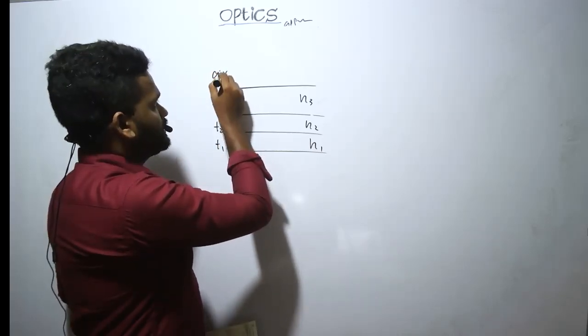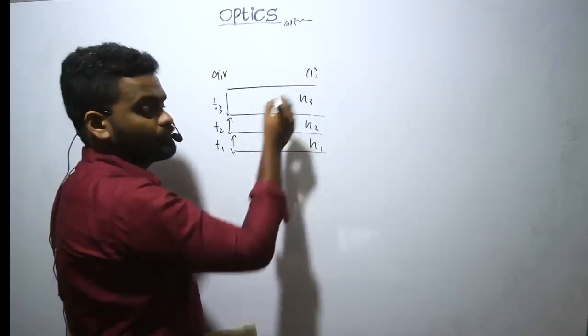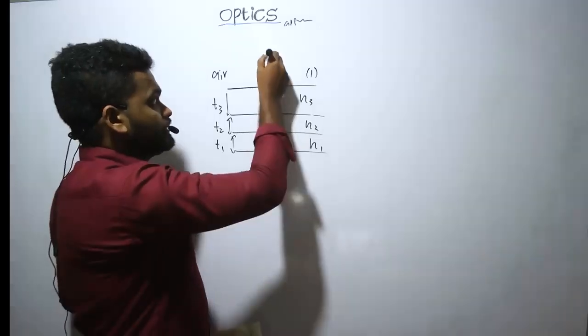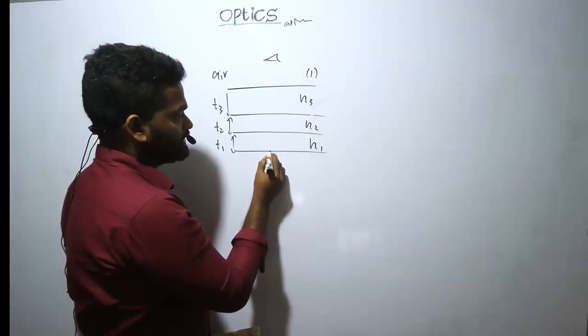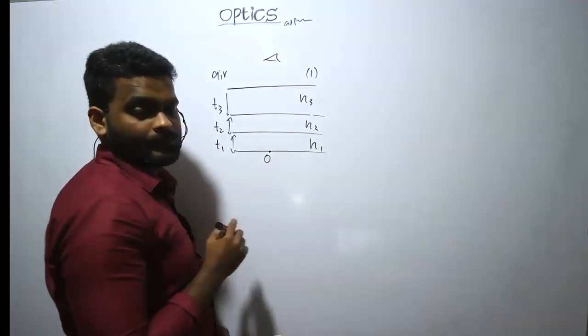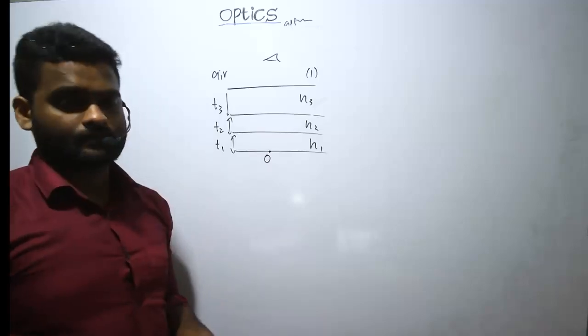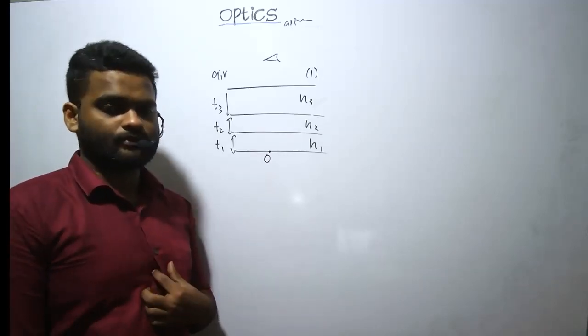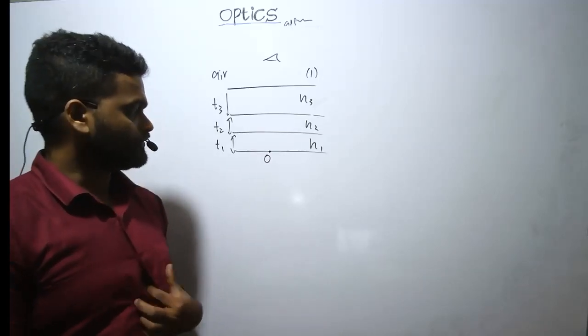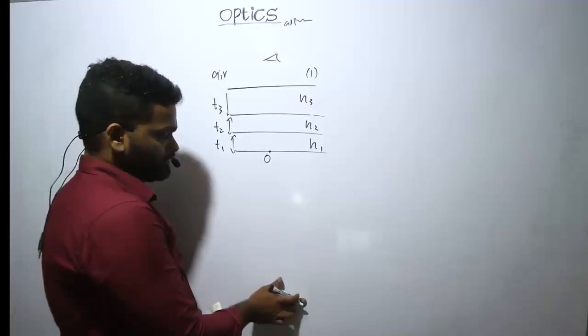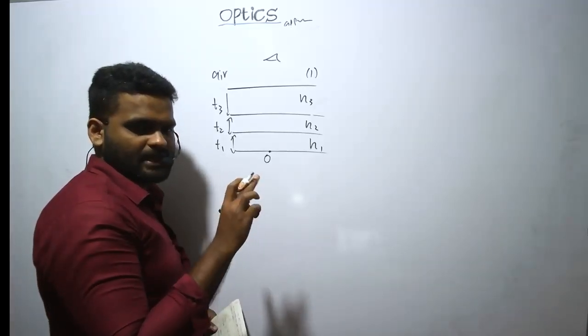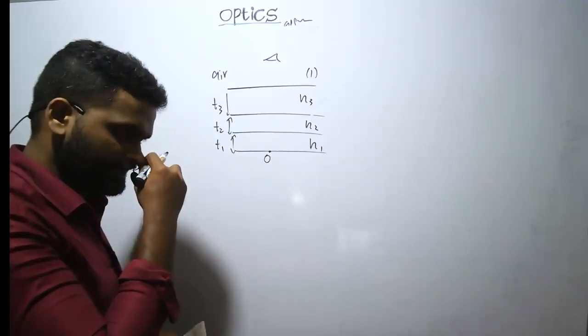Here you have air, so the refractive index is 1. Then you look from above. Then you place an object here. There are 3 mediums. So in this case, what do you do? You can derive this, but I'm not going to derive this. You can directly use this one.